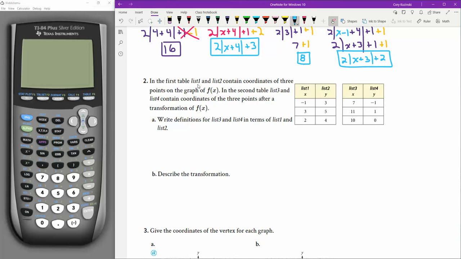In the first table, list 1 and list 2 contain coordinates of 3 points on the graph of f of x. In the second table, list 3 and list 4 contain coordinates of 3 points after a transformation. Write definitions for list 3 and list 4 in terms of list 2.